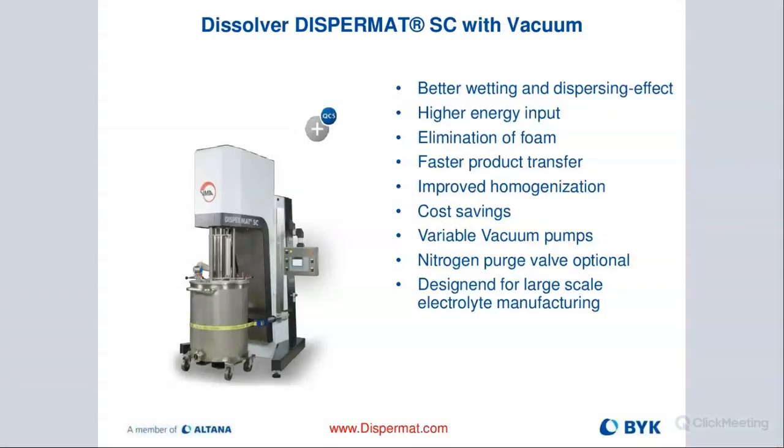Then we have the Dispermat SC with the vacuum system. It allows us basically to better wet and disperse our materials. It allows us to remove any type of foam from a homogeneous type of dispersing action. Cost savings as well, since I don't really have to use defoamers. There are variable vacuum pumps depending on the product volume. Again, we can offer that nitrogen purging valve, and it's really designed for large scale manufacturing, all again up to 2,000 liters of product.